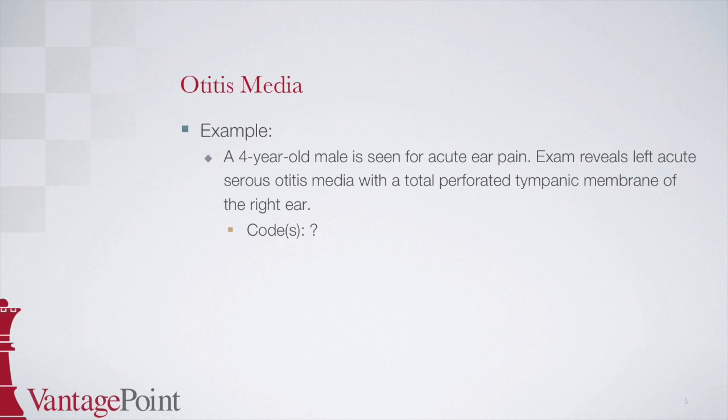Now I'd like to do some examples for this chapter. First, we have a 4-year-old male seen for acute ear pain. Exam reveals left acute serous otitis media with a total perforated tympanic membrane of the right ear. How would you code this? Please pause the webinar to complete this example and then hit play to continue and learn the answer.